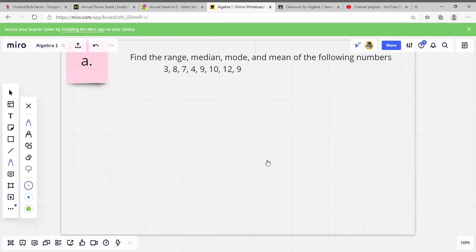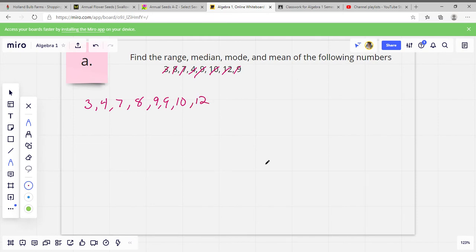The first thing that I'm going to do is set them up in numerical order from least to greatest. So I'm going to start with my 3. Okay, there's 3, and the next one will be 4. Is there a 5? No. A 6? No. A 7? There's an 8. Is there a 9? Yes, there are 2 9s. And there's a 10 and a 12.